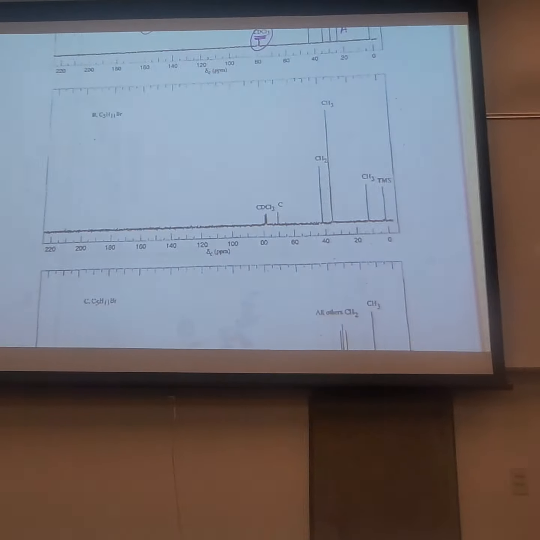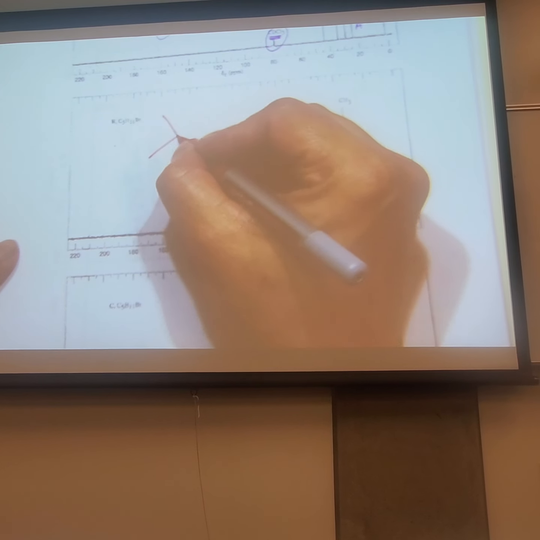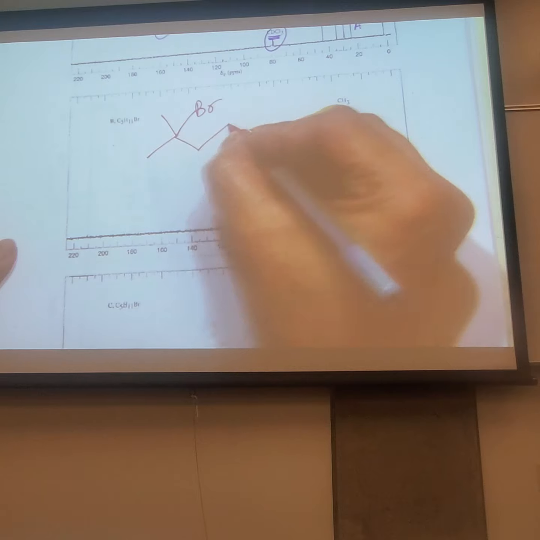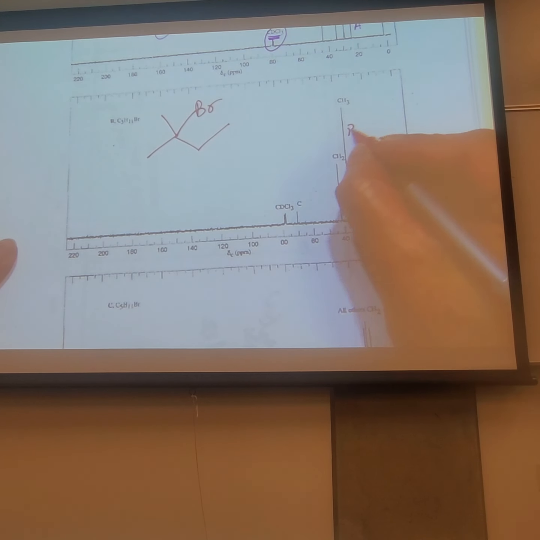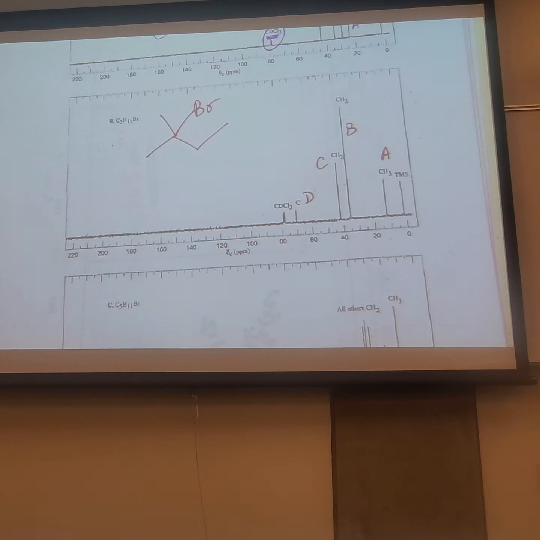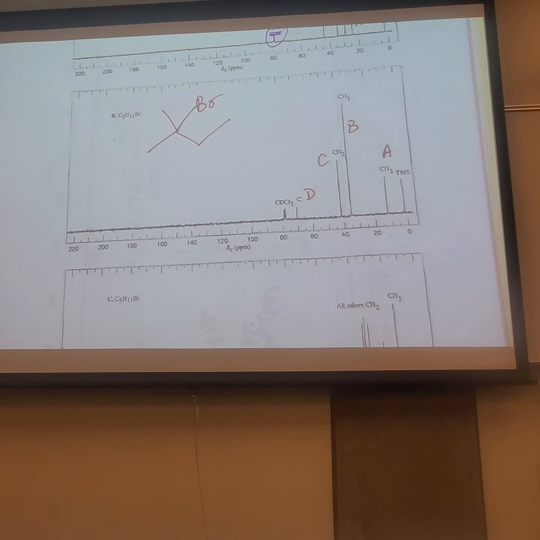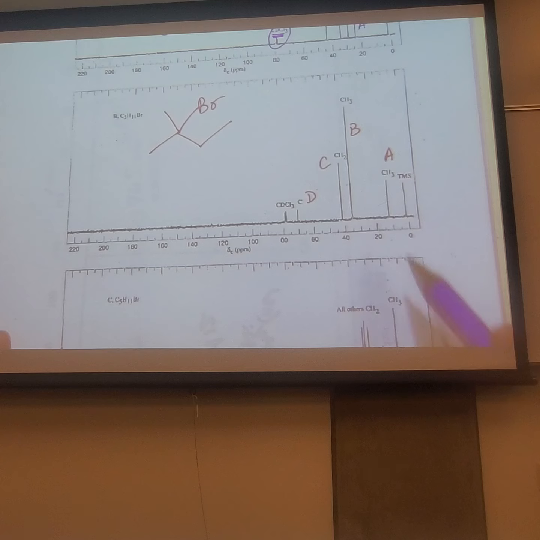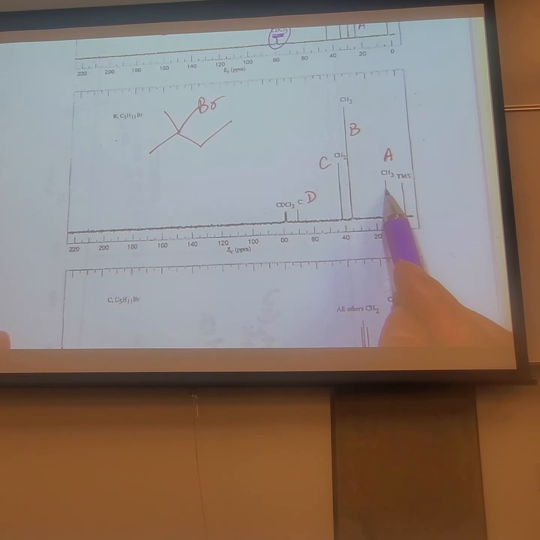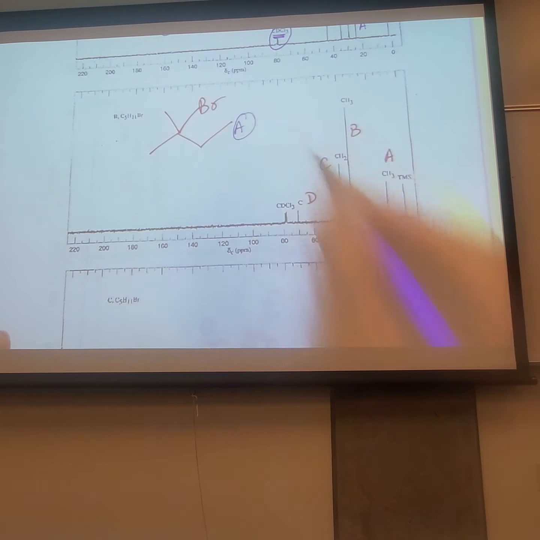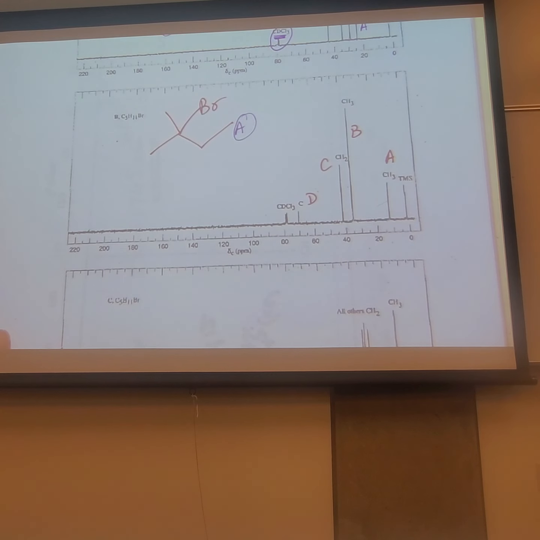So this is CH3, CH2, CH3. Let's call these CH3s A, B, C, D. Which carbon is A? On the left? Are you sure? Isn't it the methyl that's completely different? Oh, so it's on the right. So that would be A. Where is B? Those are the two equivalent methyls.